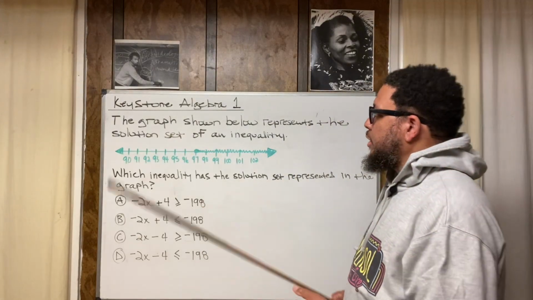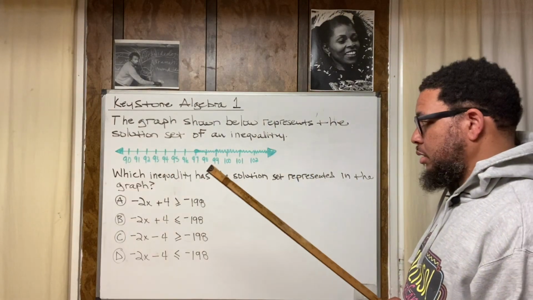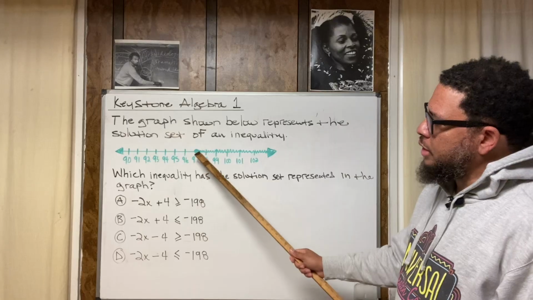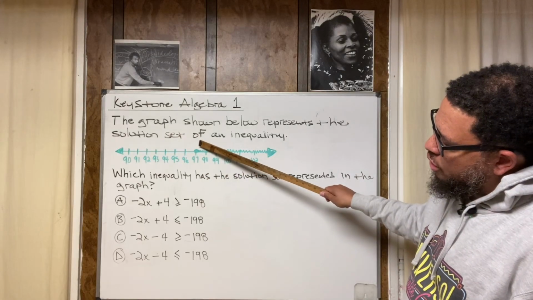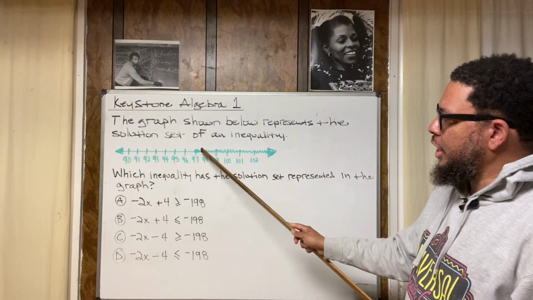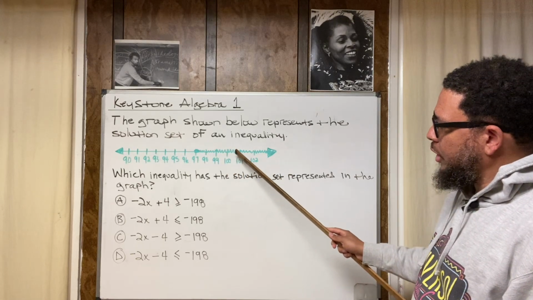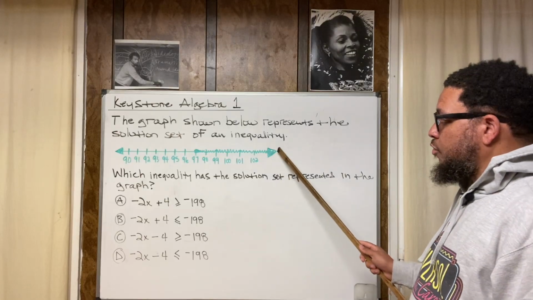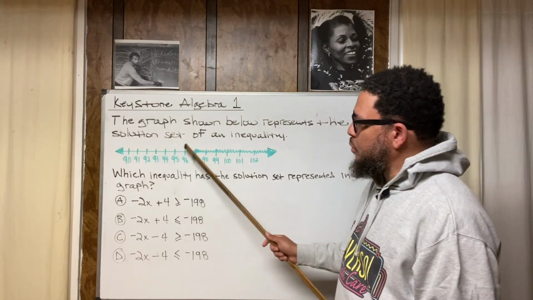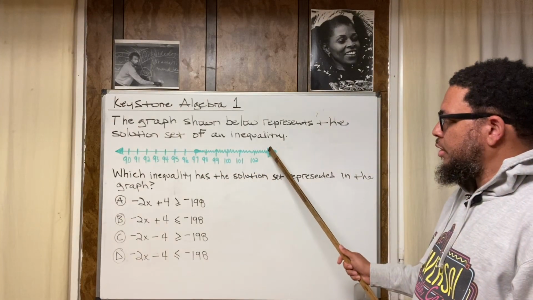So let's read it. It says the graph shown below represents the solution set of an inequality. You got the graph and you got this right here. Notice how there's a dark circle on 97, and this means that the number line is shaded in on all the values greater than 97, 98, 99, 100, 101, 102, and so on into infinity. That's what it means when you see it shaded in darker. Over here, this part is not shaded in. This is just a regular number line. But over here, you see this is shaded in darker.